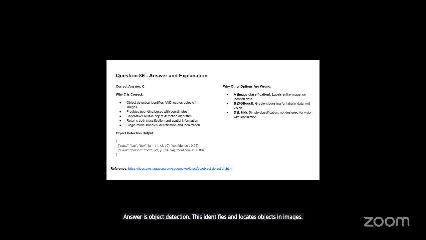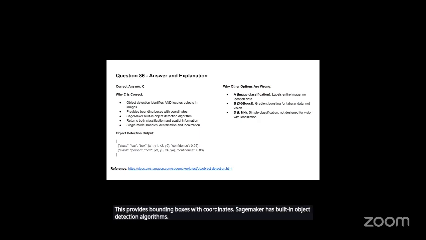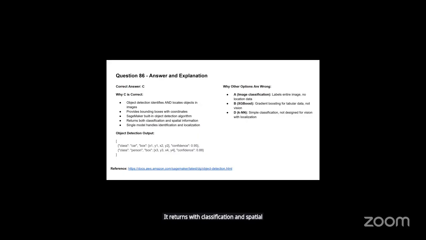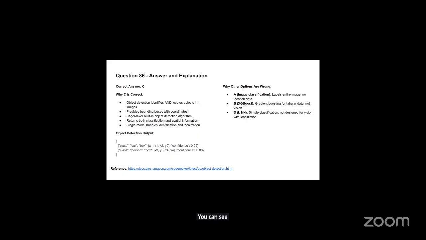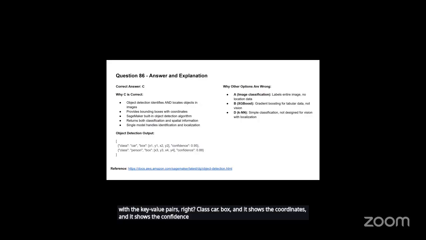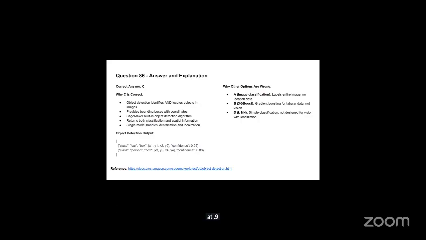This provides bounding boxes with coordinates. SageMaker has built-in object detection algorithms. It returns both classification and spatial information, and a single model handles identification and localization. You can see an example of that object detection output, which shows the class with key-value pairs. Class car, box, the coordinates, and then the confidence score at 0.95 out of 100, or 1. And then why the other options are wrong.